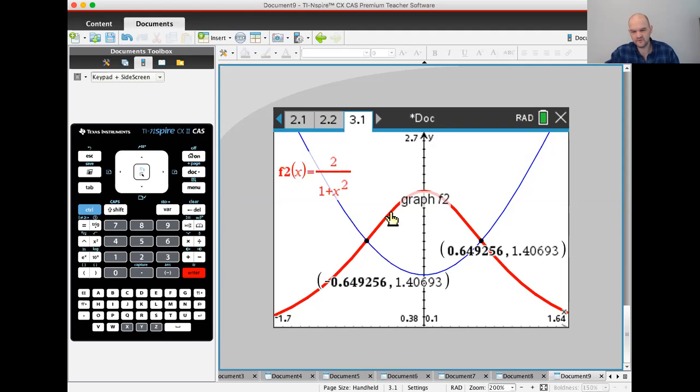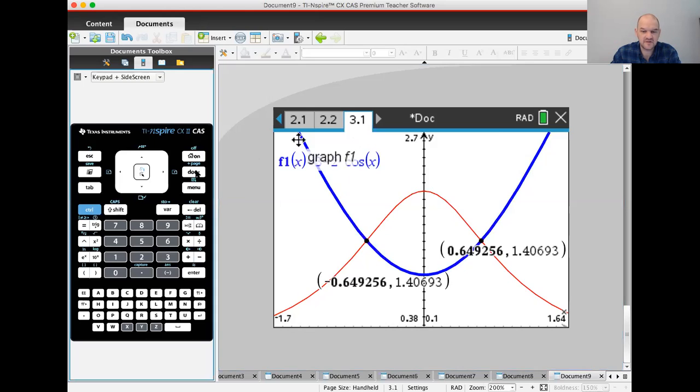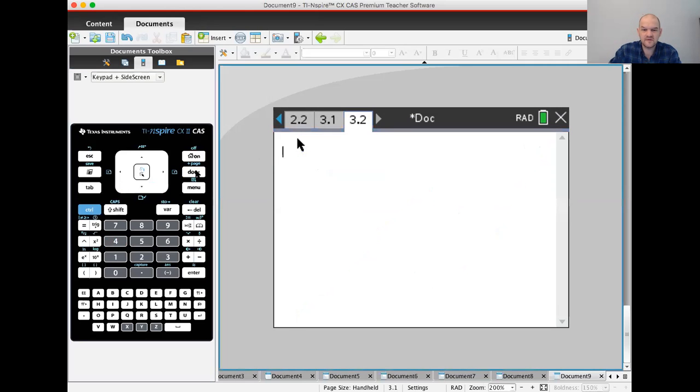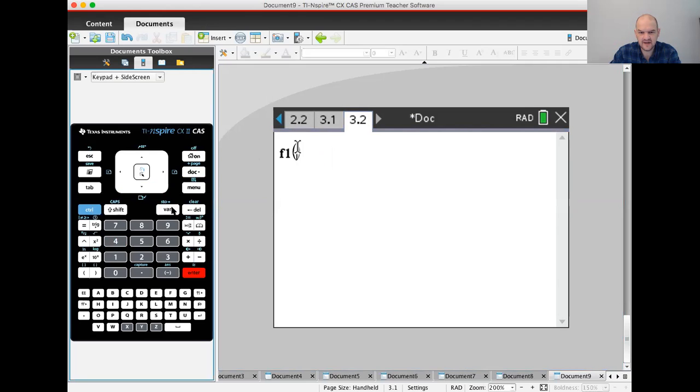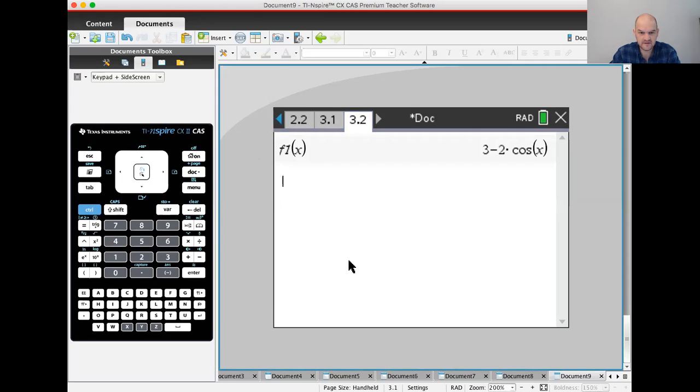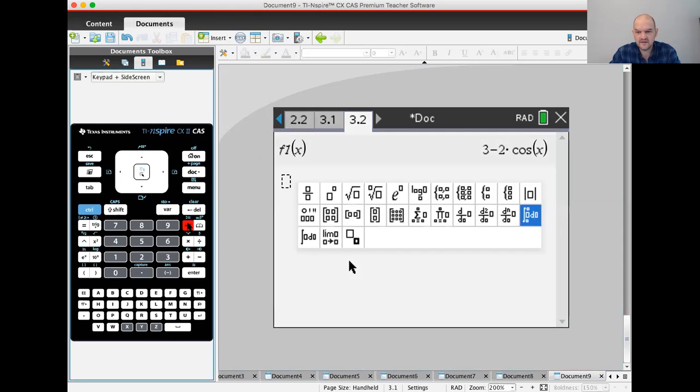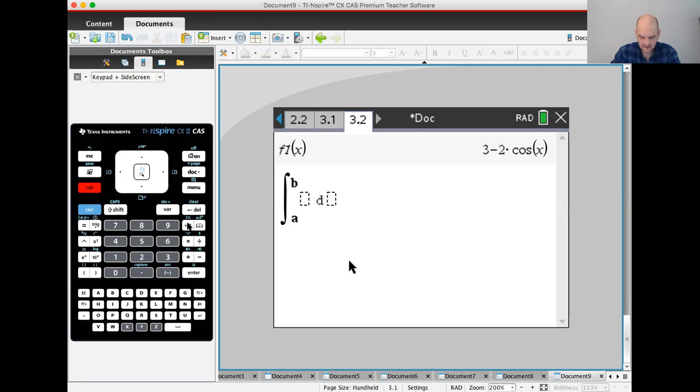You have to be really careful with your parentheses on that, which is why it's actually safer to use the stored functions. If you're not sure which is which, just ask your calculator. Okay, so that's the cosine thing. So I'm going to do the integral from A to B of f2 of x minus f1 of x dx. It's approximately 0.826.